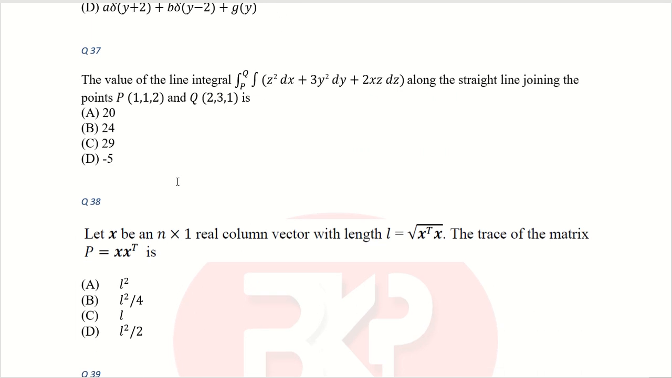Coming to question number 36, sorry, 37. So 37 is going to give you the value. This is a very simple question. I have taught you this kind of questions even in electromagnetics as well. In electromagnetics also I have taught you this kind of integrals. Anyway, this can be solved in mathematics as well. So the solution that you are going to get for this is option B, 24.